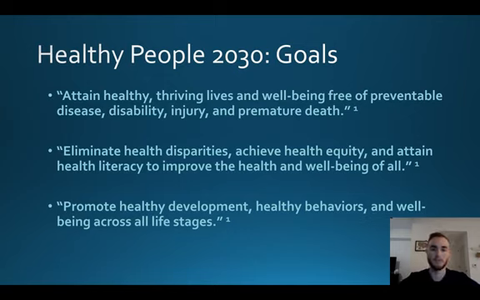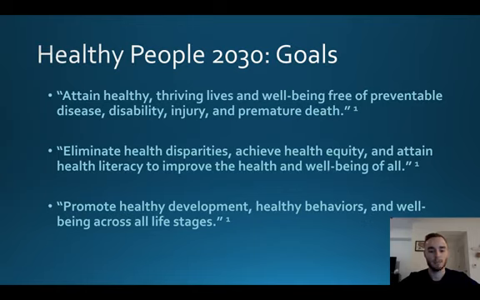So some of the goals straight from Healthy People 2030: they want to attain healthy, thriving lives and well-being free of preventable disease, disability, injury, and premature death. They want to eliminate health disparities, achieve health equity, and attain health literacy to improve the health and well-being of all, and promote healthy development, healthy behaviors, and well-being across all life stages. So those are just their pillars, and the overarching goal being that they just want to build a healthier country, healthier people.